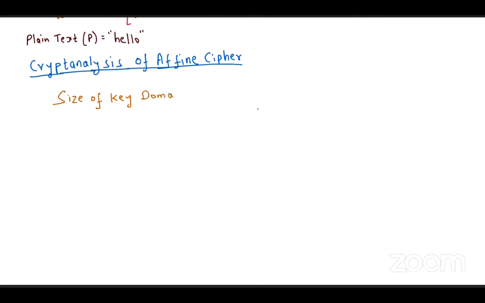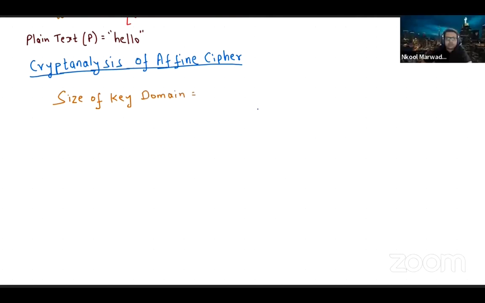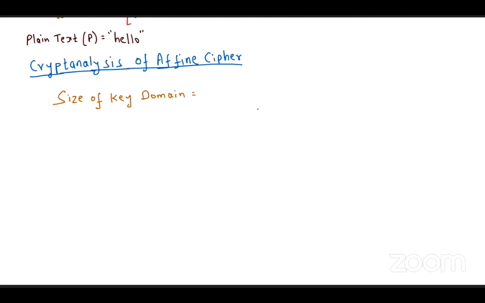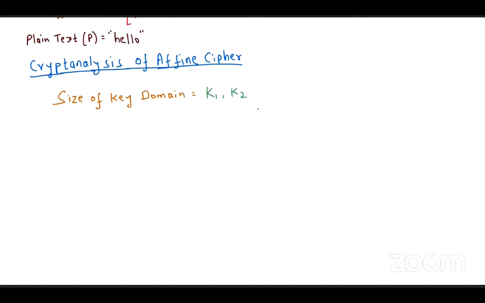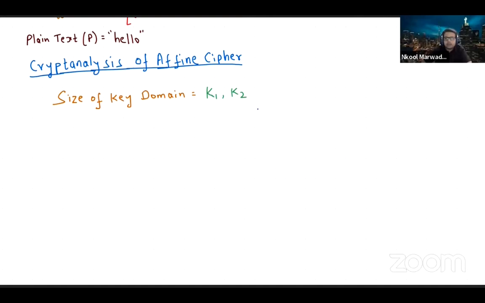We know that the affine cipher is a combination of K1 and K2, additive and multiplicative. K1 is the multiplicative key and K2 is the additive key. For multiplicative we have 12 options. Including 1 there are 13 options available for the key, but we are not taking 1 because there is no point of multiplying any number with 1; we will get that number itself. So we ignore 1. In total we have 12 options for K1, and for K2 we have 25 options.